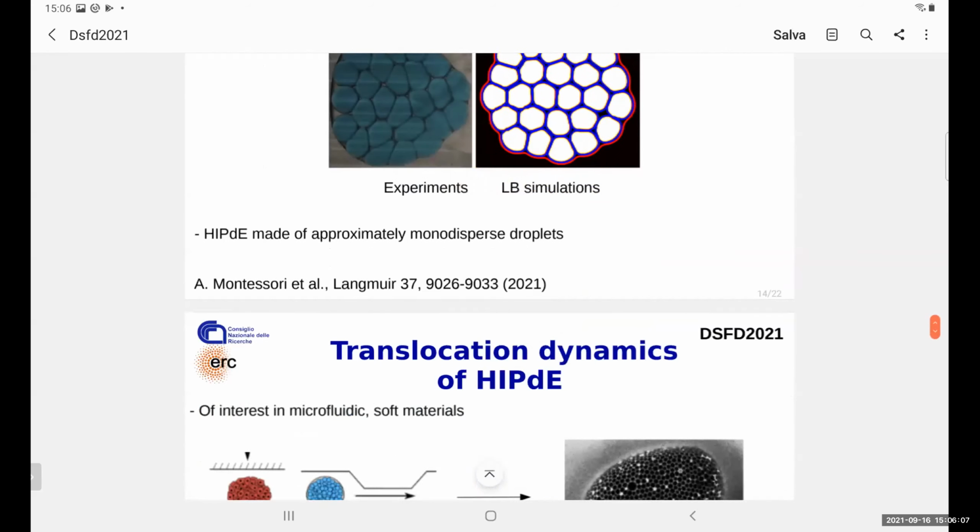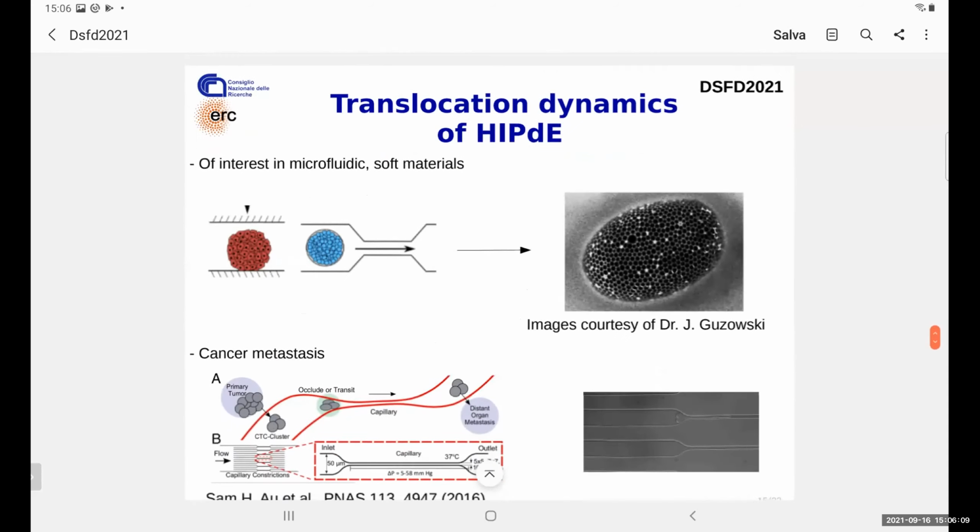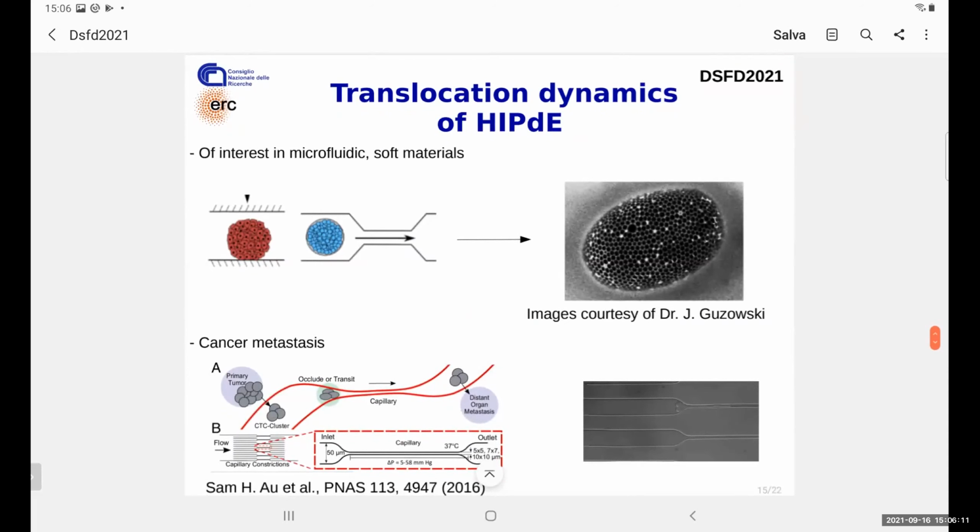So why are these systems interesting to study? You can imagine, of course, several possible applications. I'm just mentioning two of these. There is an interest in the microfluidic community and also among soft material scientists. Just imagine what happens when you have this HIPDE crossing this narrow constriction, which is what we have done in our simulations, and trying to understand what shape this emulsion attains when it is collected in the outer chamber.